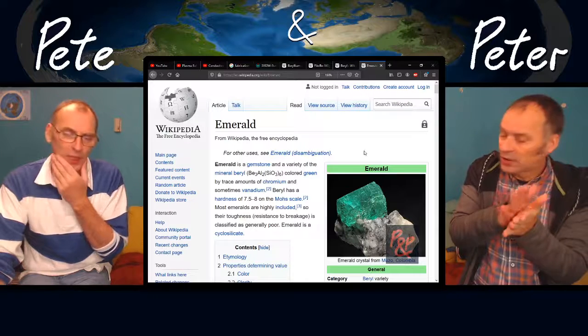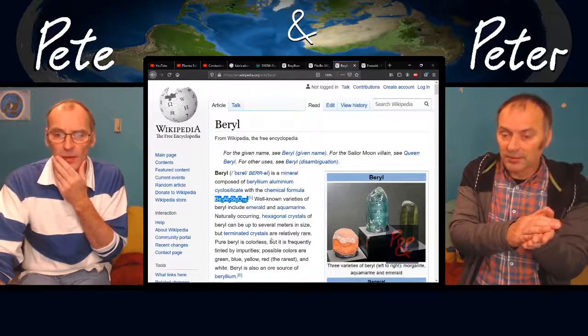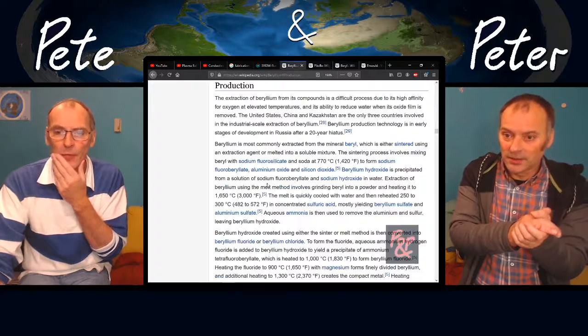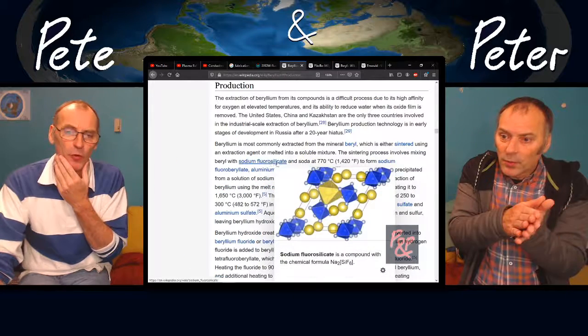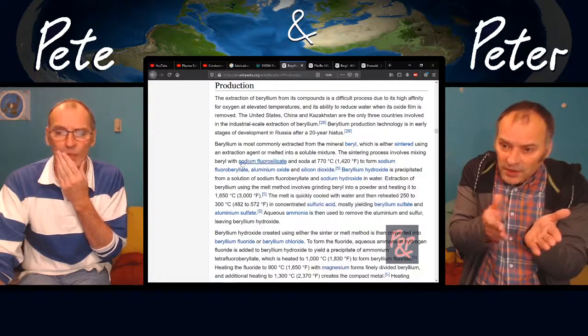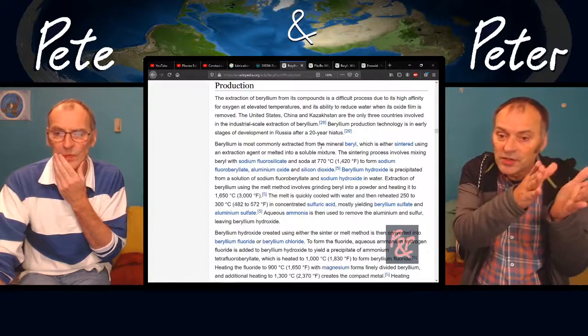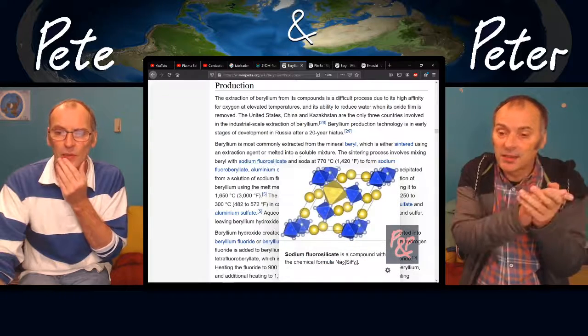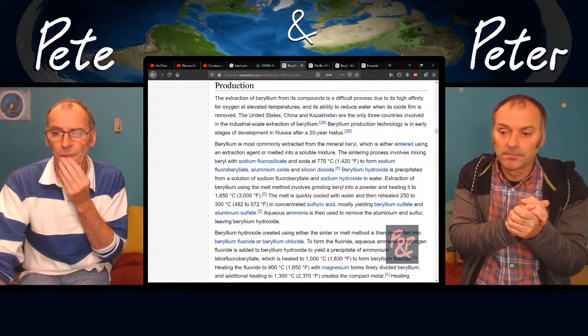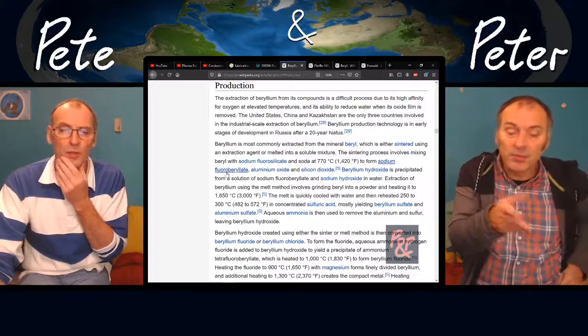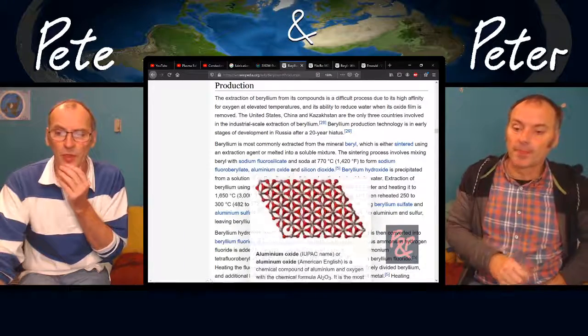You can crush it down, and then mix it with sodium fluorosilicate. The sintering involves mixing crushed emerald with sodium fluorosilicate and soda, sodium carbonate, to form sodium fluoroberylate, aluminium oxide, and silicon dioxide.